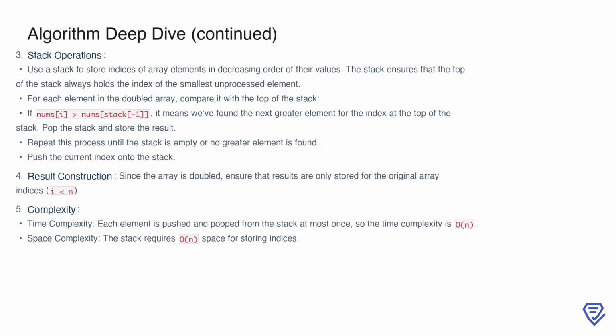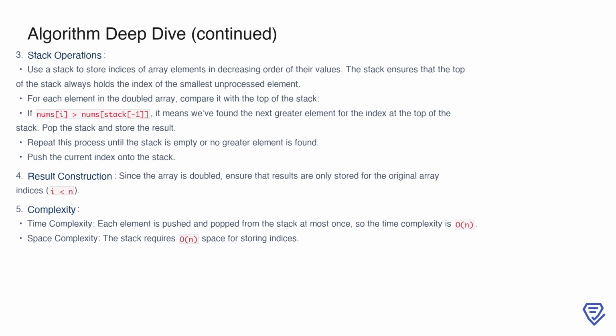If the current element is greater, we've found the next greater element for the index at the top of the stack. We then pop the stack and record the result for that index. This process continues until either the stack is empty or no greater element is found. Once the comparisons are complete, we push the current index onto the stack, as it might be a candidate for future comparisons. Finally, since the array is doubled, we only store results for the original array indices, ensuring the output is the same length as the input.